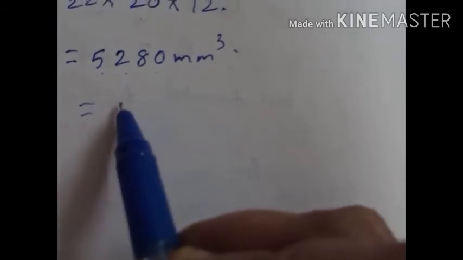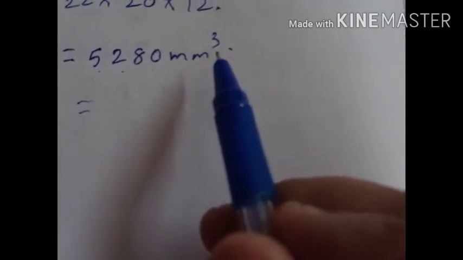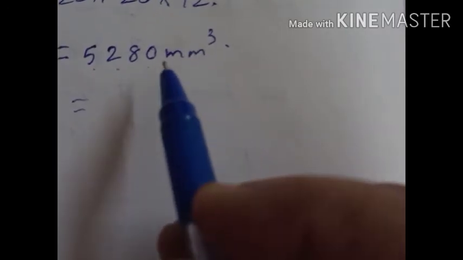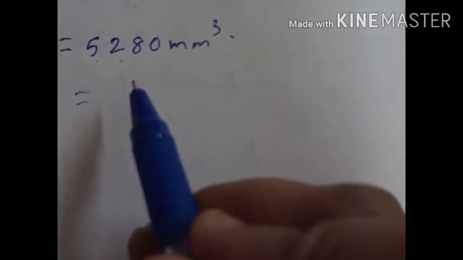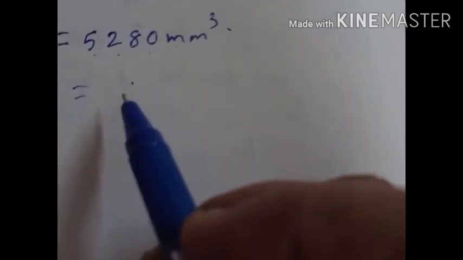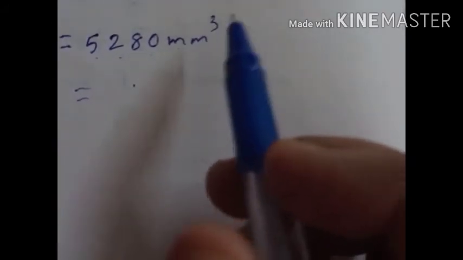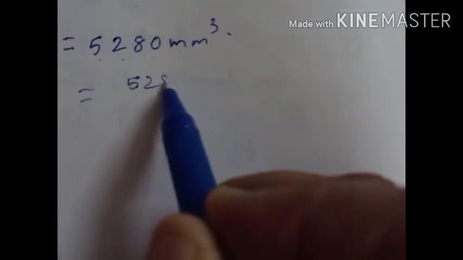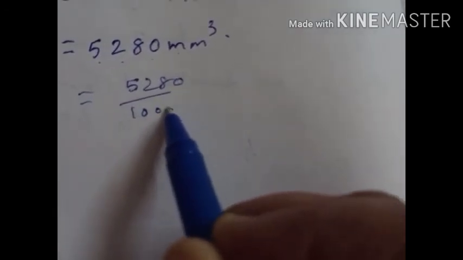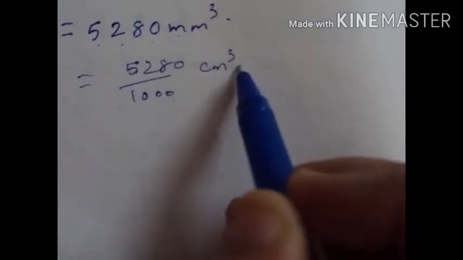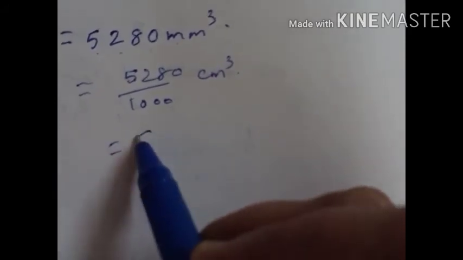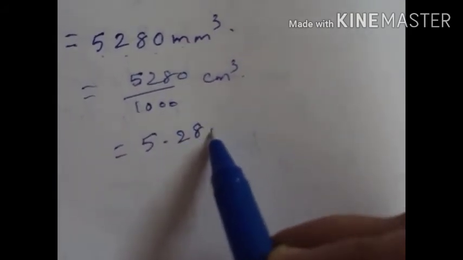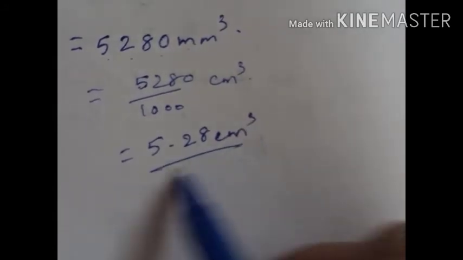So if you want to convert millimeter cube to centimeter cube, what we should do? Millimeter to centimeter divided by 10. Millimeter cube to centimeter cube divided by 1000. So this much centimeter cube, if you want only, you can do. That is equal 5.28 centimeter cube.